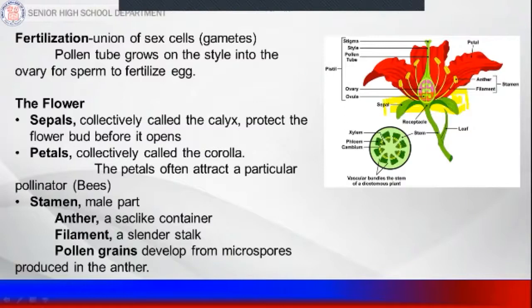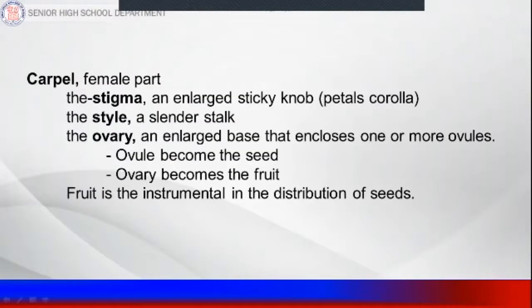But let's not be blinded by the male part; we also need the female part. The carpel, the female part, contains the stigma, the style, and the ovary. The stigma is the enlarged sticky knob above the petals and corolla. The style is the slender stalk, and the ovary is an enlarged base that encloses one or more ovules. The ovule becomes the seed, and the ovary becomes the fruit. Through pollination, these are produced, and the fruit is instrumental in the distribution of seeds.